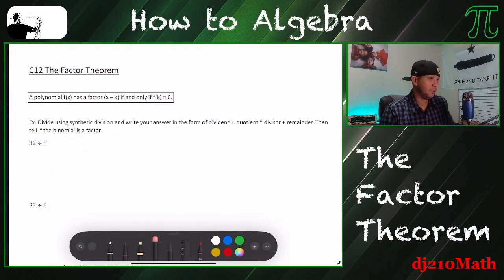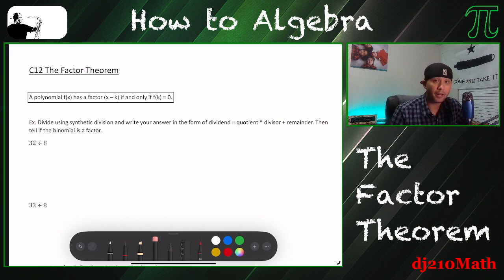All right, so the factor theorem, right? It basically says that a polynomial f of x has a factor of x minus k if and only if the function value at k is equal to 0.